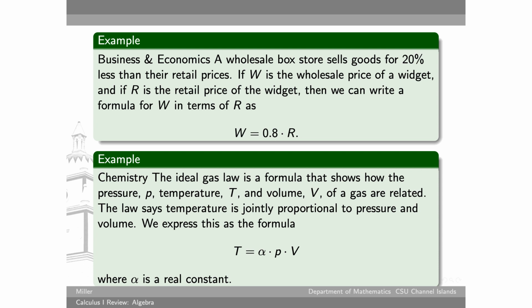This next example is from chemistry. The ideal gas law is a formula that shows how the pressure, P, temperature, T, and volume, V, of a gas are related. The law says temperature is jointly proportional to pressure and volume. We express this as the formula T equals alpha times P times V, where alpha is a real constant.